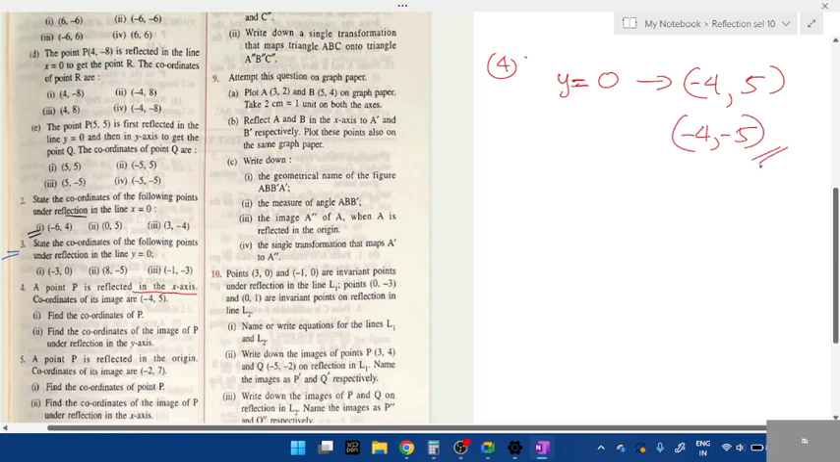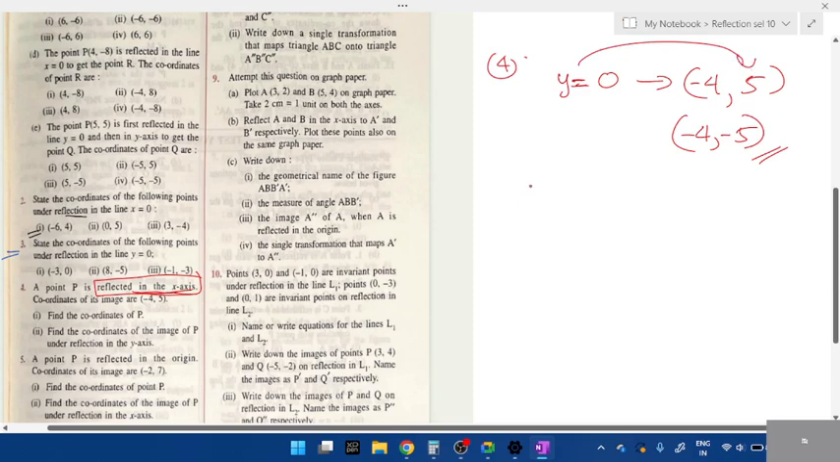This is the answer. I'll repeat again. A point is reflected in the x-axis. So where is the reflection happening? On which axis? X-axis. If reflection is happening in the x-axis, definitely y is 0. Y is not related, right? So what will you have to take y value as? You have to imagine y as 0. If y is 0, what did I tell? Which value will change?